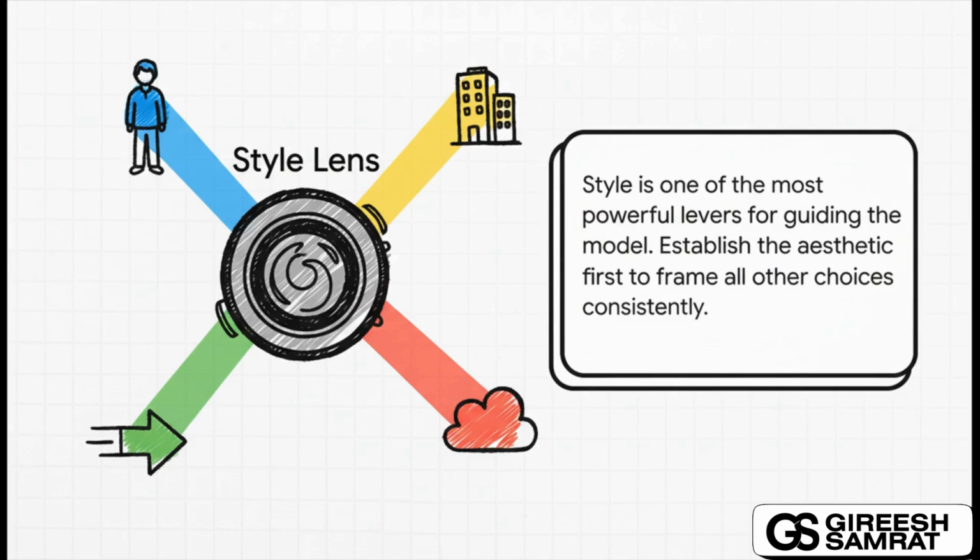Are we talking gritty 1970s film or maybe 16mm black and white documentary? Setting the style first is like giving the AI a pair of glasses. It colors everything else it sees and helps it understand the rest of your prompt in the right context.